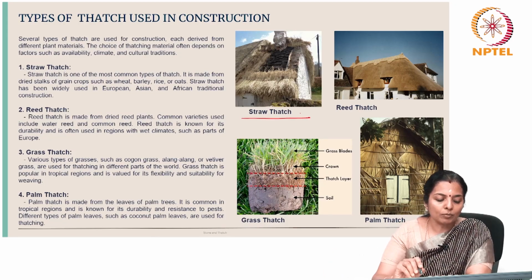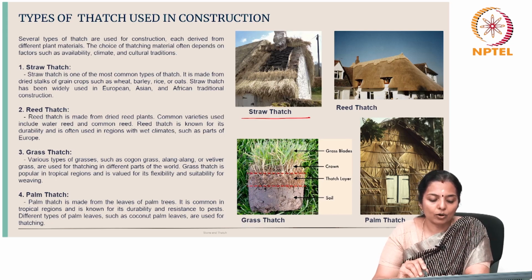It is made from dried stalks of grain crops such as wheat, barley, rice, and oats, and it's widely used in Europe, Asia, and Africa too. You can find a lot of straw thatch in areas where agriculture is primarily practiced.